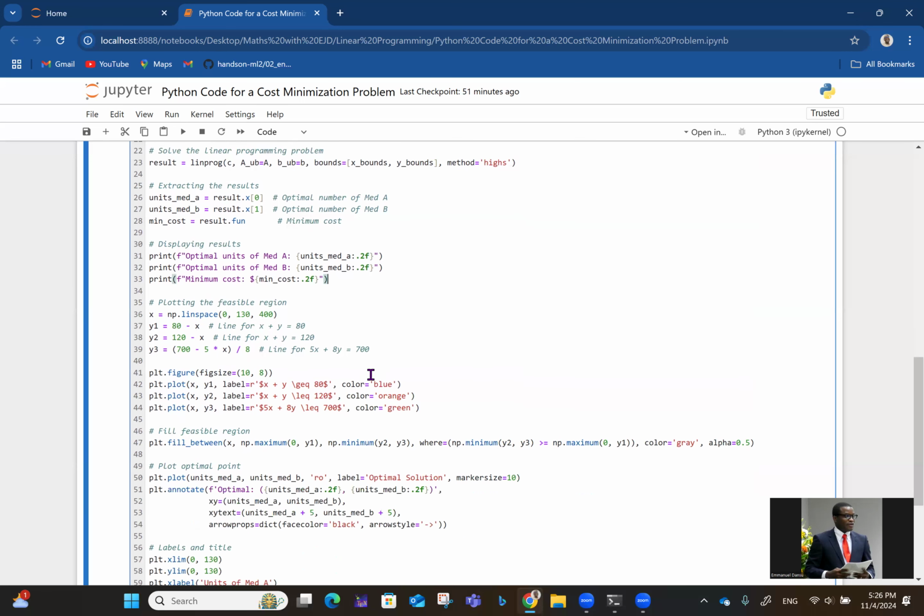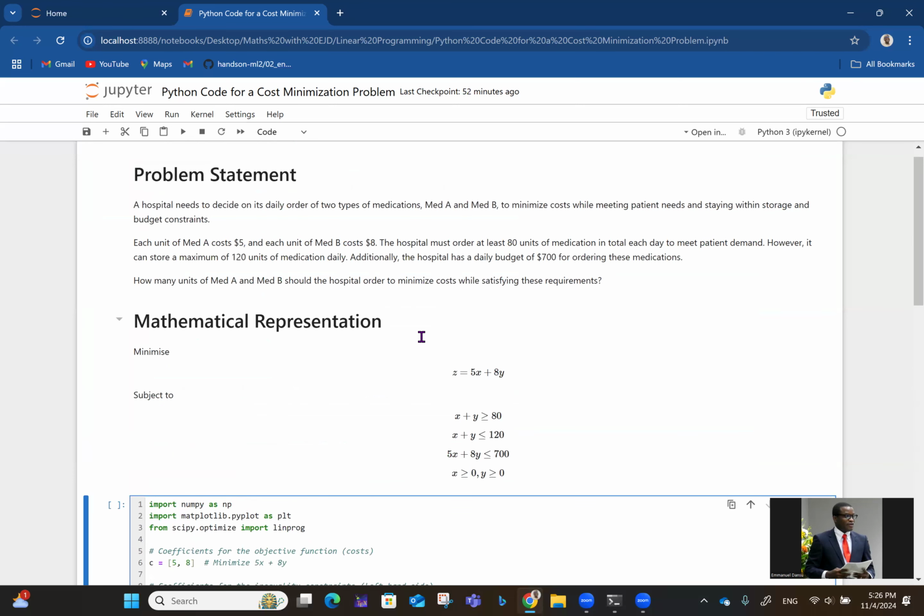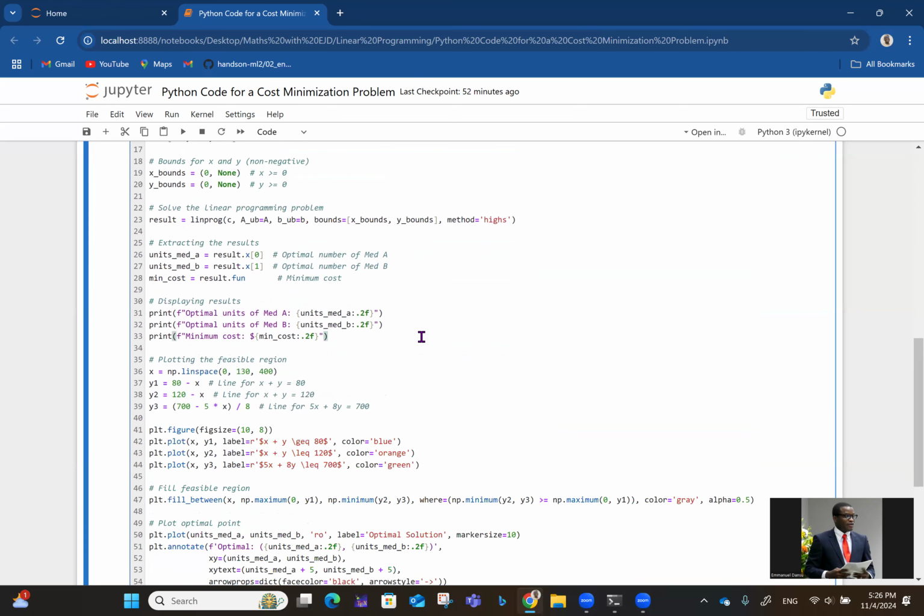And for the sake of plotting the feasible region, now we have lines 36 to 39. So for the x-axis now you're doing 0 to 130. The other time I did 0 to 140, because the biggest value on the x-axis is actually 120. So here it's 0 to 140 divided into 400 equal parts to make it really nice. And then y1, so here it's more like you're solving a simultaneous equation. So y1 is 80 minus x, y2 is 120 minus x. You remember now.